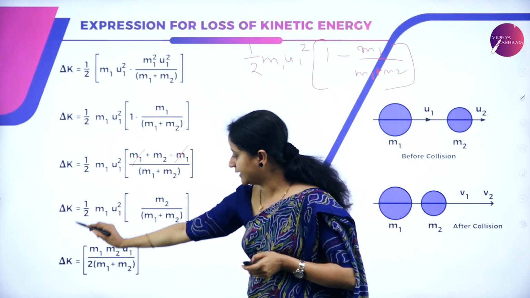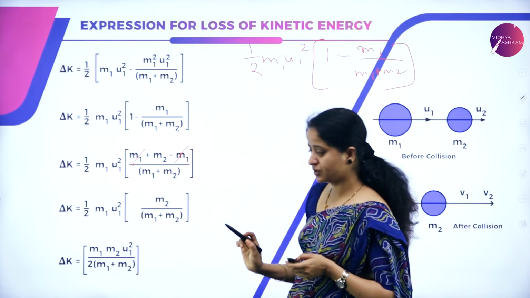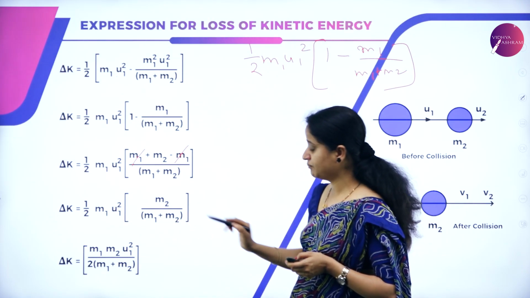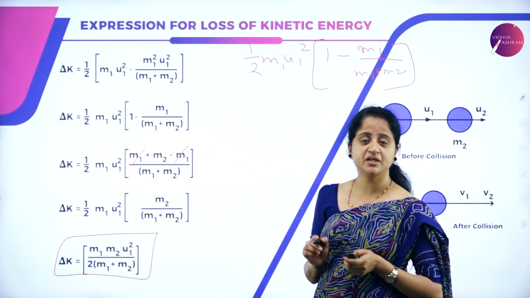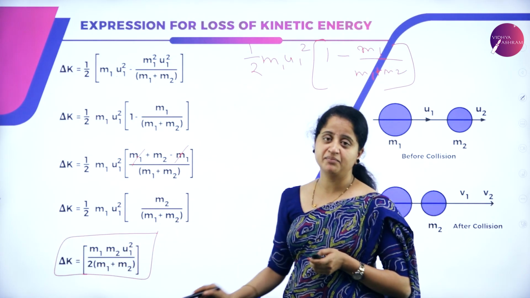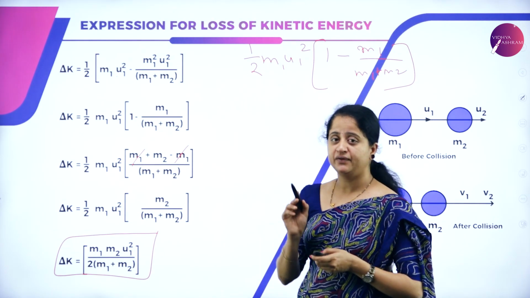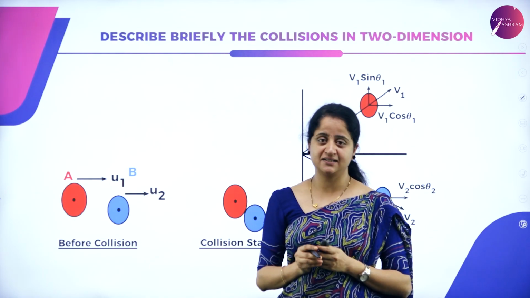Or we can simply write it as delta K is equal to m1 m2 into u1 square divided by, in the denominator we have 2 here, m1 plus m2. So on a whole we can write it as delta K is equal to m1 m2 u1 square divided by 2 into m1 plus m2. So this is the expression for the loss of kinetic energy when the body is undergoing inelastic collision.